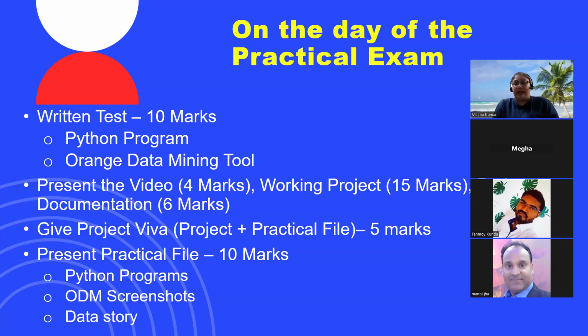So the practical file will have Python programs, Orange data mining screenshots, and one data story. This is the minimum requirement. One data story is a minimum requirement. You can obviously add more. Okay, ma'am, thank you, ma'am.